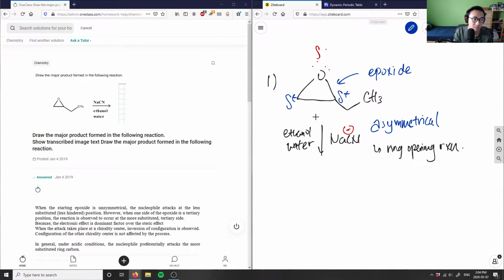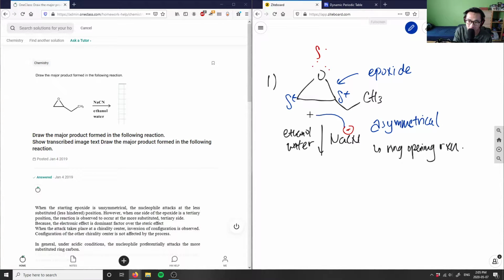Now, this is the mystery you have to solve. Is it going to attack the left side or the right side? We know that in organic chemistry, if it's a basic condition, it's actually going to attack the least substituted carbon. So in this case, it's this one here.